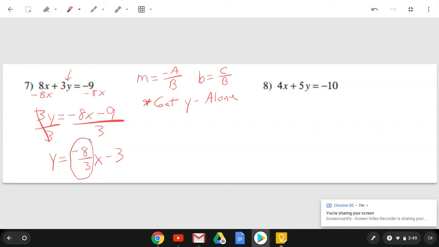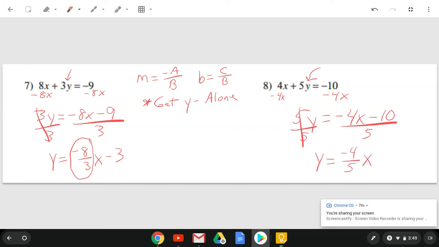And there it is, right there. Same thing for number 8. I'm going to get y alone, so I'm going to subtract 4x from both sides. So I have 5y equals negative 4x minus 10. Divide by 5, divide by 5, y equals, now 5 doesn't go into 4 evenly, so I just leave it a fraction. See, fractions are good. And then negative 10 divided by 5 is a negative 2. Again, my slope is right there, and the negative 2 is also known as the y-intercept.